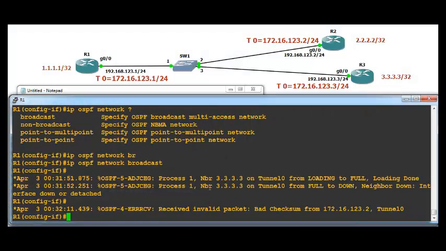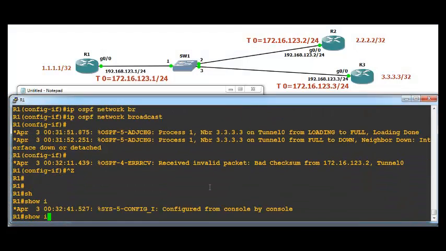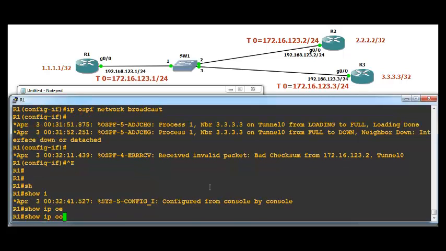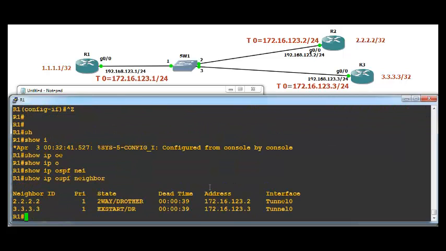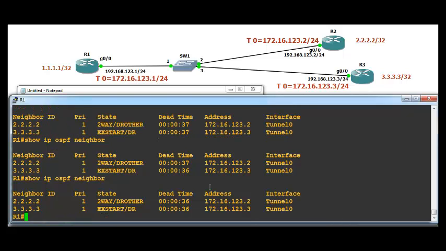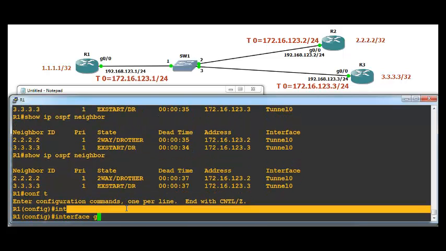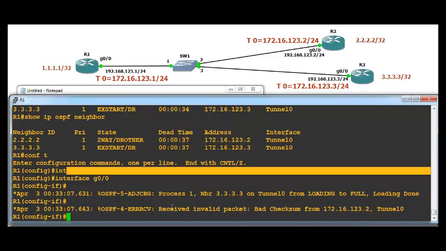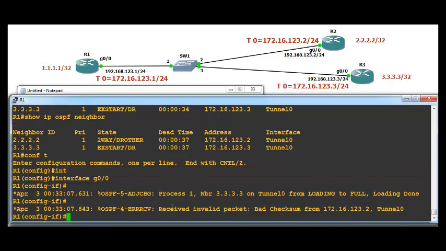Now on router 1, show ip ospf neighbor. Okay, here we go. But the problem here is router 3 is elected as the DR. We want the hub router to be the DR. So what will you do? Interface G0/0. You will give the priority.